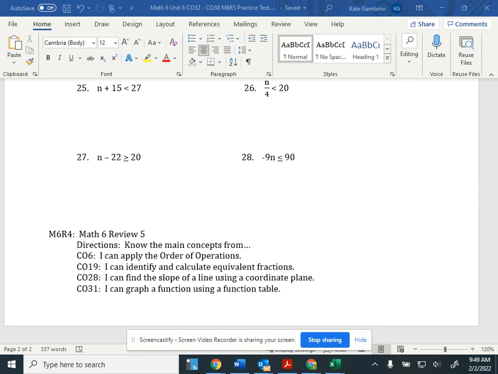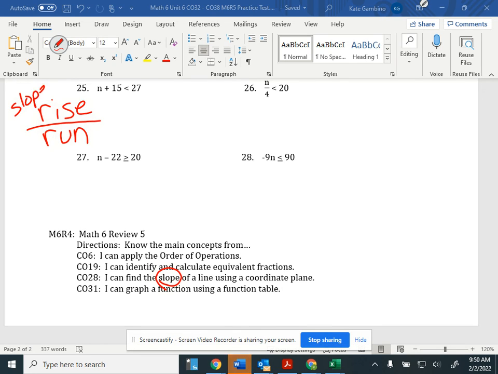Coordinate plane. I can find the slope of a line on the coordinate plane. How do I find the slope? What's my formula? You remember, Peyton? You go up like, what do we call it? Rise and run. Right. Oh, get those help sheets out.